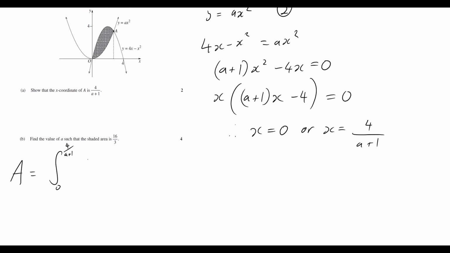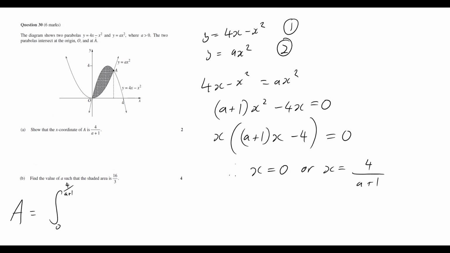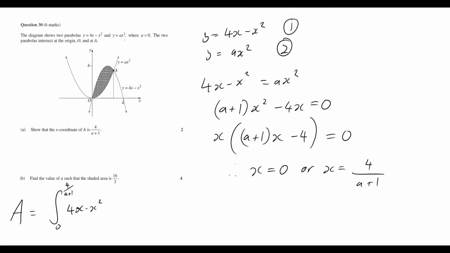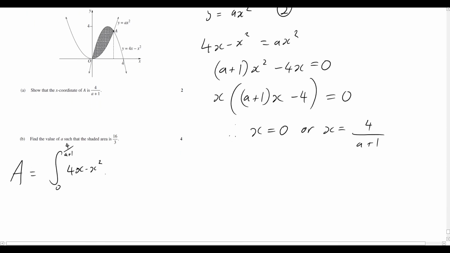of our two equations. Now, which one is on top? Well, we see that the one with the minus x squared is going to be the parabola that's concave down. So that means that that's the parabola on top. So that's going to be the one that comes first here. So we'll write that out now as 4x minus x squared. And then what we do with the other parabola, the concave up one, is we want to subtract that from this. So now we'll say minus ax squared. And this is all going to be dx equals 16 on 3 as it was given here.